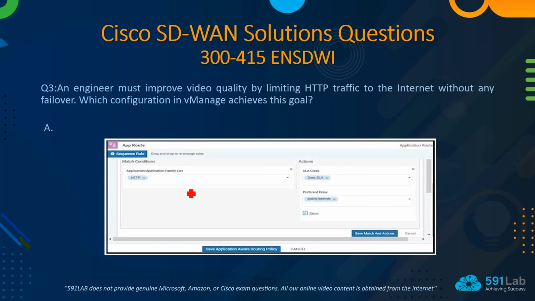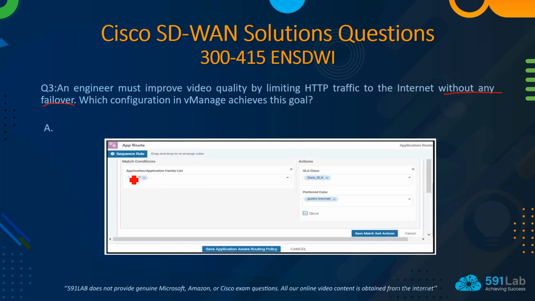An engineer must improve video quality by limiting HTTP traffic to the internet without any failover. Which configuration will manage to achieve this goal? Okay, first, without any failover, we should use the keyword called strict. Okay, this should be checked. If not, the failover will happen. Okay, so let's see here.